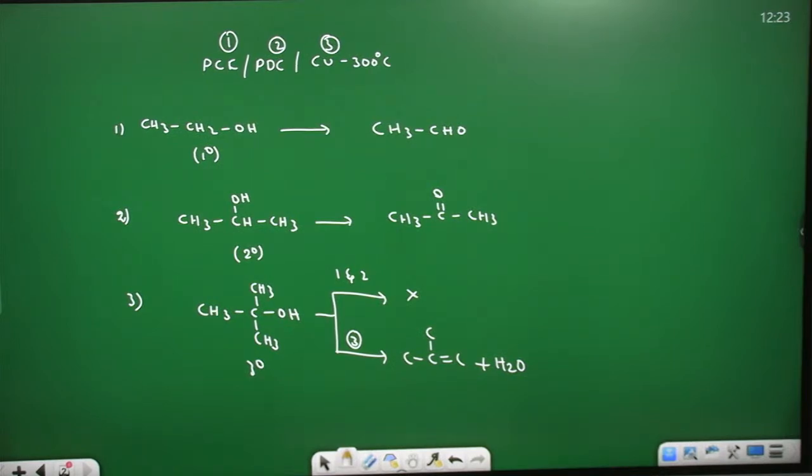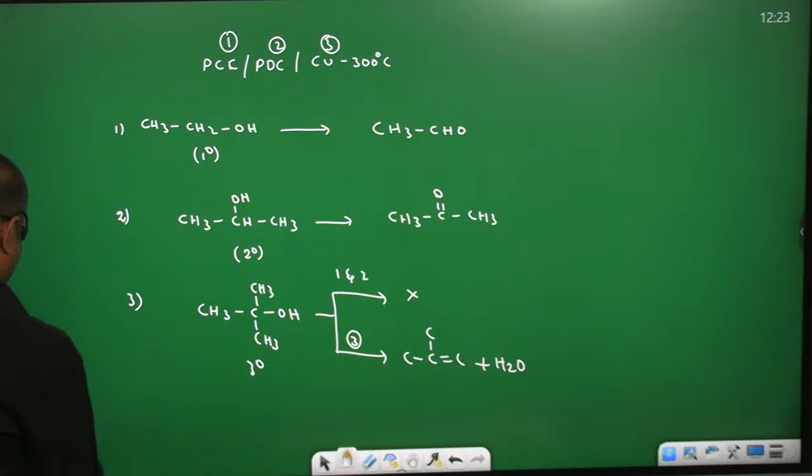Strong oxidizing agents give carboxylic acids. If you use CrO3, a strong oxidizing agent, it can convert primary alcohols into carboxylic acid. Okay. Now see the question.